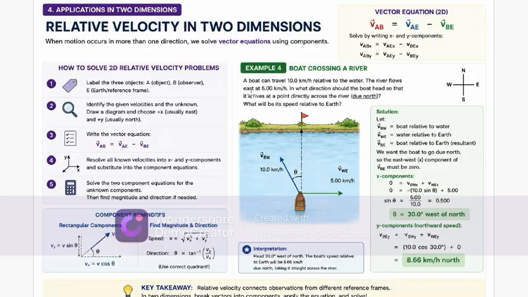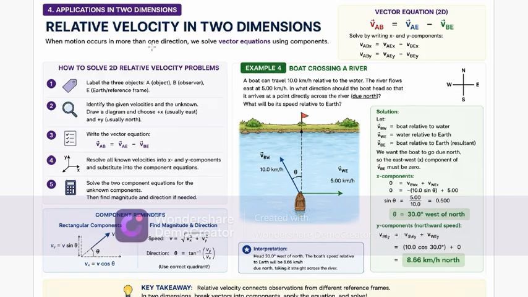Alright, so we proceed again. What about relative velocity in 2 dimensions? The examples we have been doing were in 1 dimension, where the object is just moving in one direction. In one of my previous videos, I talked about projectile motion, where an object moves in 2 dimensions. So how do we deal with relative velocity in 2 dimensions?